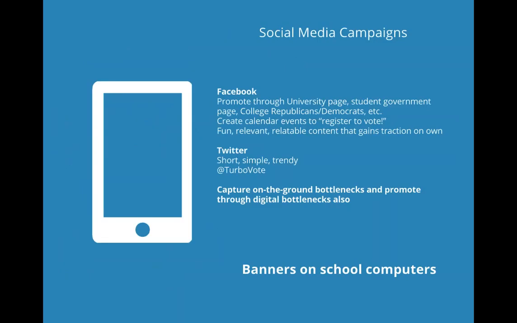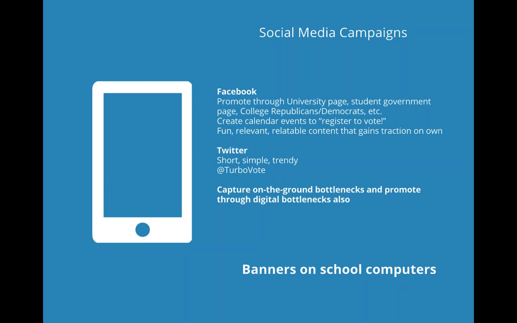Another digital bottleneck is social media campaigns. So this is Facebook, Twitter, Snapchat, Instagram. You can promote this through the university's already existing page, the student government page, different clubs, College Republicans, College Democrats, whatever works for you. On Facebook, you can create a calendar invite, create an event of registering to vote. This way, students see that their friends are doing it. They have an actual day set out to go to the link, sign up to register to vote, and it can gain traction just by other people sharing it.